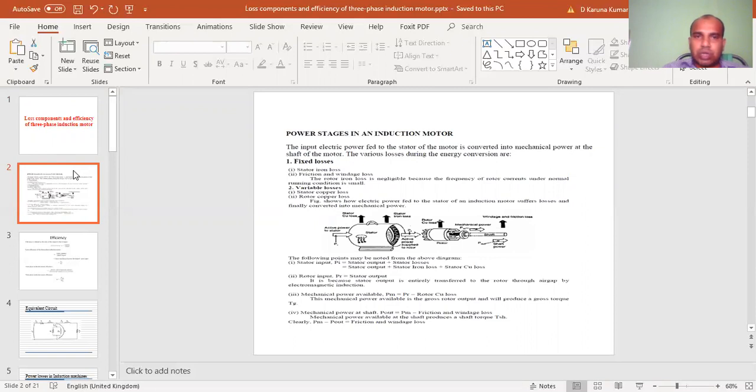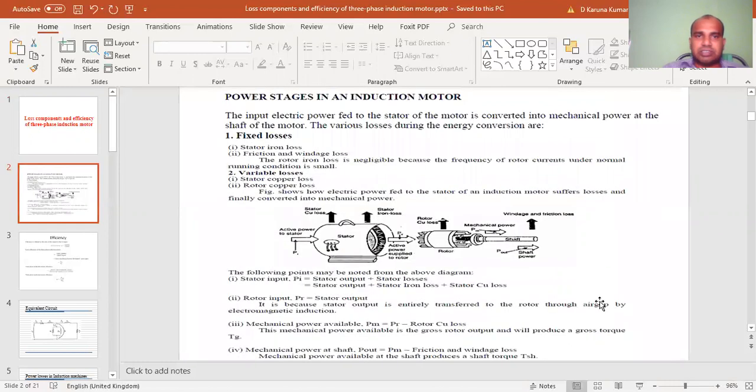There are two types of basic losses: fixed losses and variable losses. The fixed losses are stator iron losses, and one more fixed loss is friction and windage losses. The variable losses are stator copper losses. The fixed losses are iron losses and mechanical losses. The variable losses are copper losses. Mechanical losses are friction and windage losses.